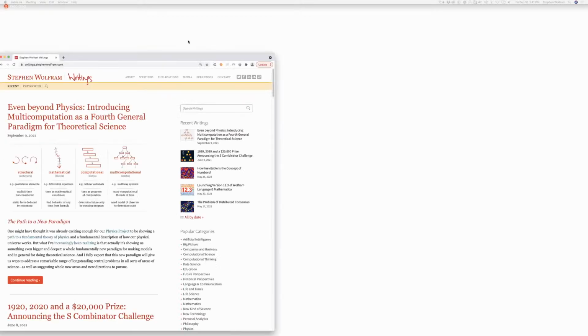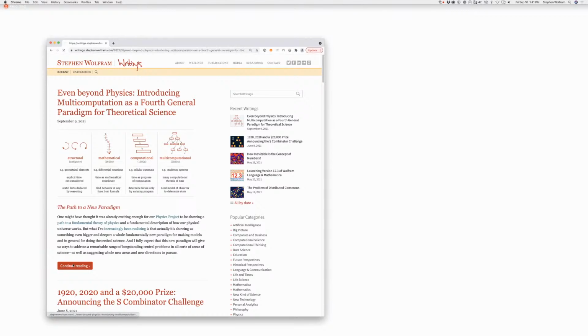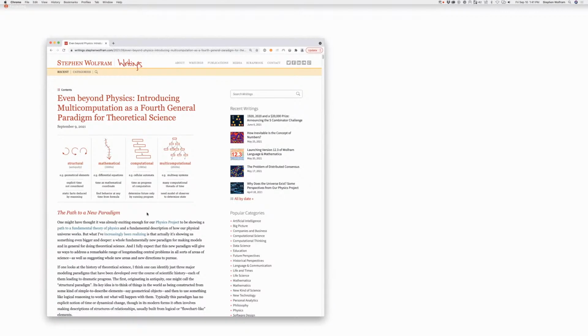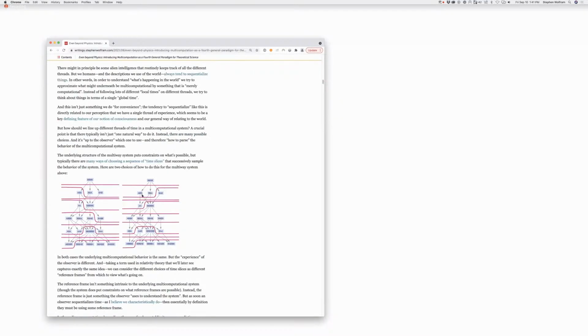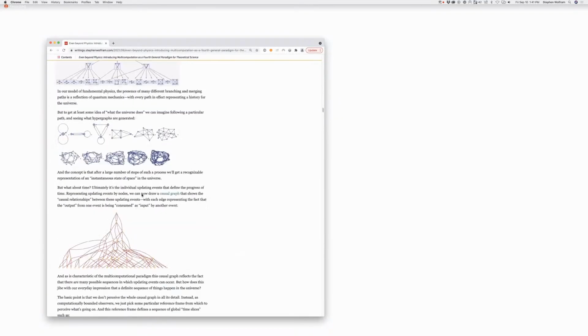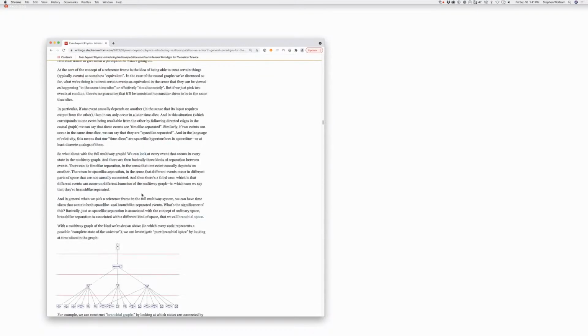So I just posted this post yesterday about what I've been calling multi-computation. And here's the basic idea, as it's relevant to our language design.